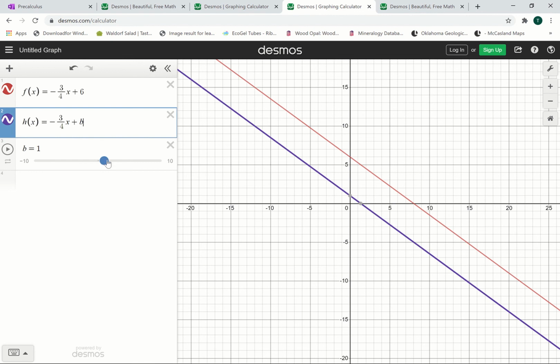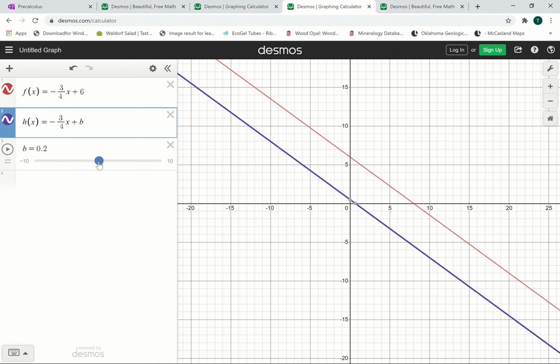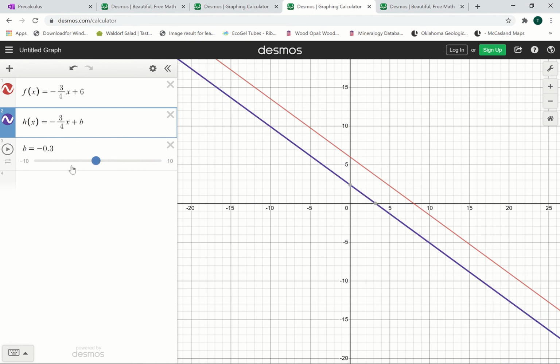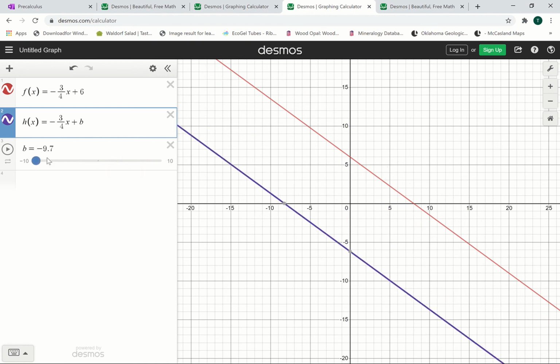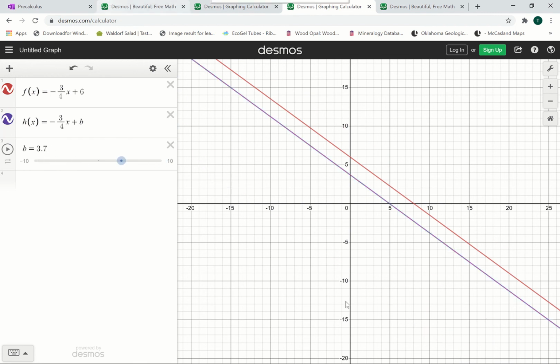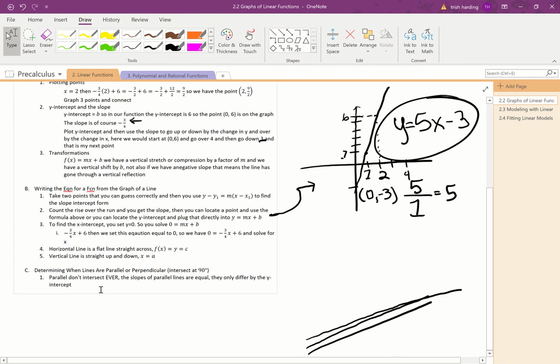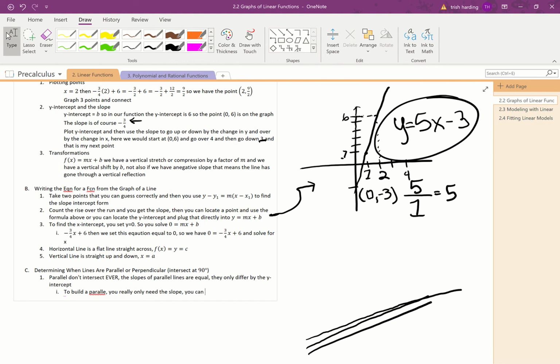I'm going to show you. Here I'm only changing the y-intercept. And notice that it is always staying parallel to my line. So in order to build a parallel line, you really only need the slope. You can just make up whatever intercept, any y-intercept you want.